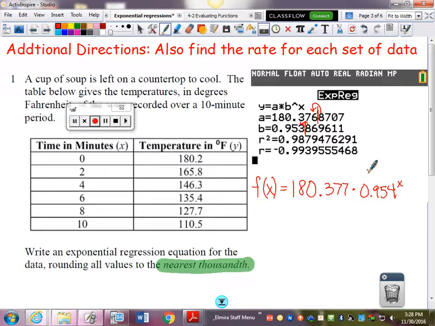Okay, so that's what the directions tell you to do for this problem. But again, I'm going to stress to you, I want you to do more. I want you to say, okay, the b is 0.954. That's 1 minus r. How come it's a minus this time? It's a minus because it's a decay function. So that means we're subtracting.